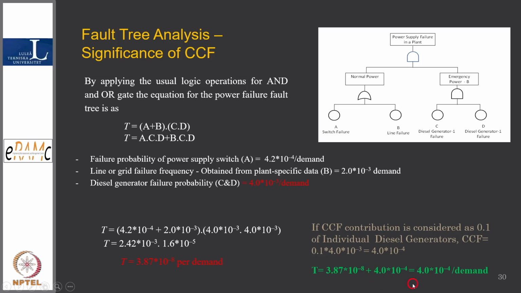So, these two together will make it 4 into 10 to the power minus 4, because from here it is less, but if this quantity is coming in, common cause becomes the dominating factor. So, here it is trying to emphasize, in this slide, the importance of common cause failure. If we do not take common cause failure into account, we will get an over-optimistic view, considering only independent failures.